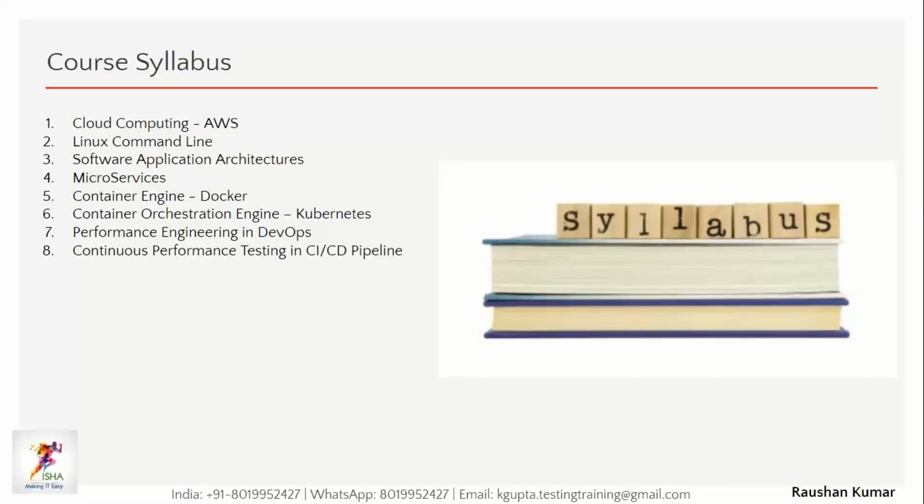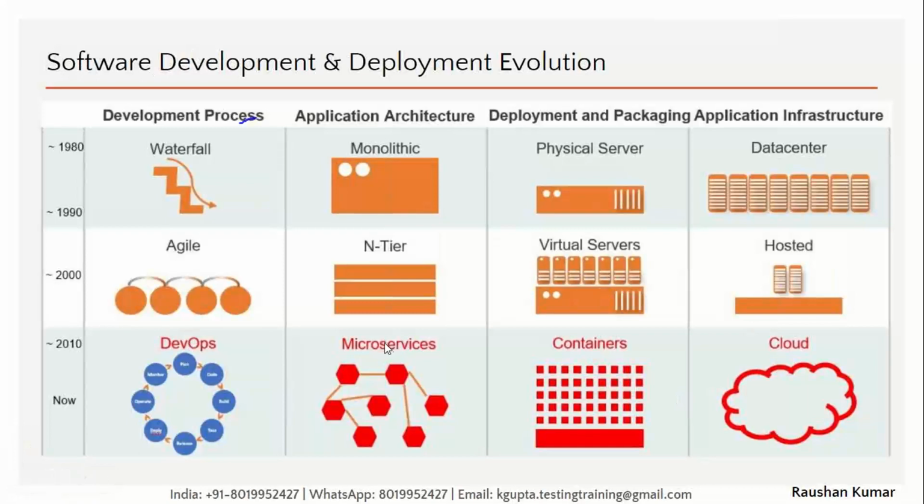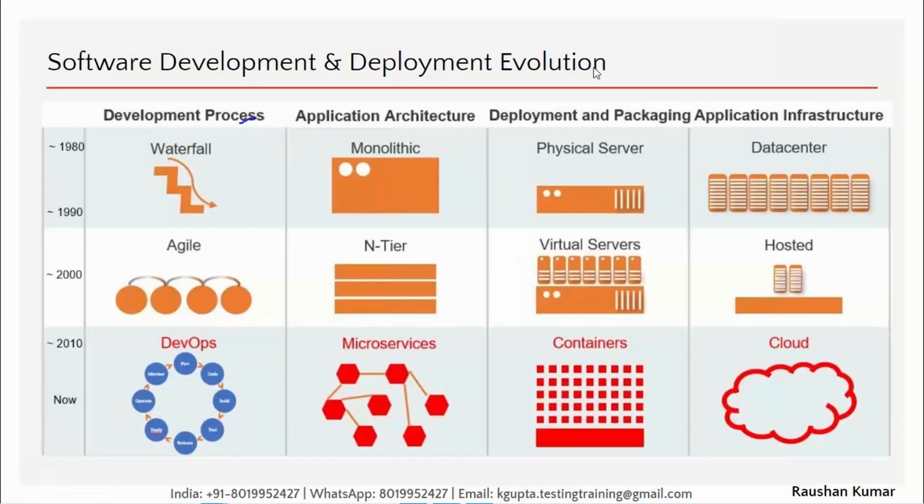So this course is going to target these things: AWS on the cloud front. Let's remember the four things we have discussed: DevOps, microservices, containers, and cloud. We are going to cover everything here, and that's why it's cloud performance engineering. Everything is on the cloud side.